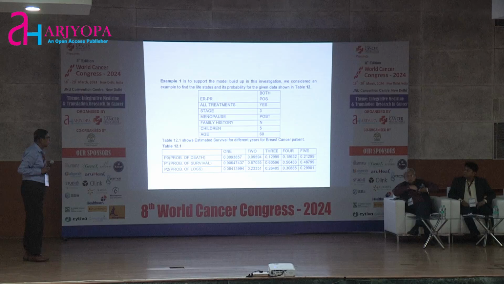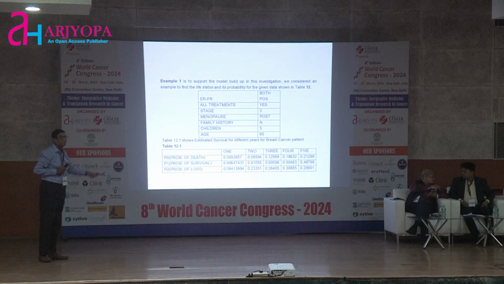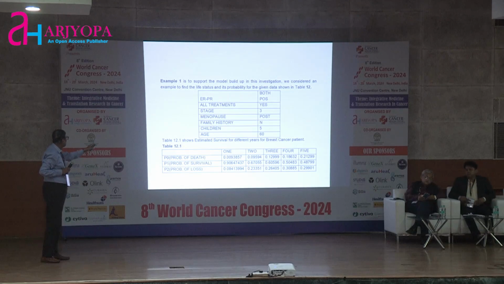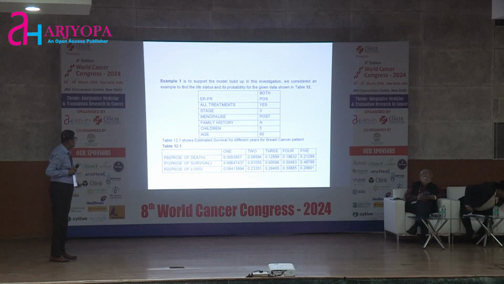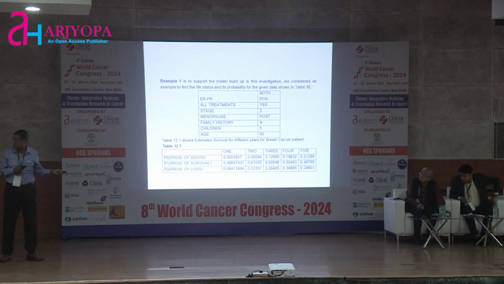See, this is the result, an example I have taken. ER/PR I have taken positive, all treatment given, menopause positive, family history no, 5 children, and age 60. I calculated the probability of death, survival, and loss for the first year, second year, third year, fourth year, and fifth year. As I have taken a 5-year follow-up, you can see the probability of death is increasing. In the last year it was 21%. Secondly, probability of survival: in the first year it was 90%. Oh, sorry, just the conclusion.